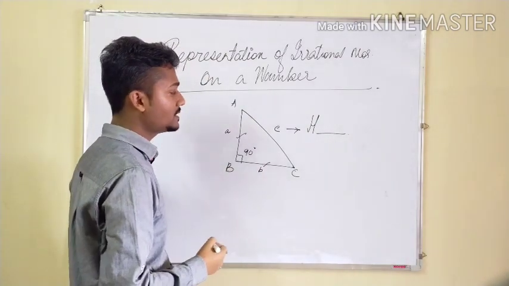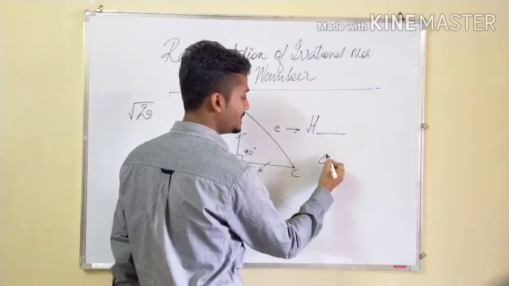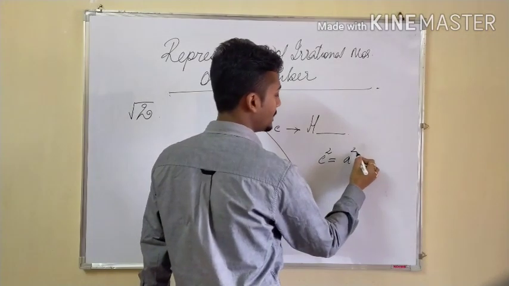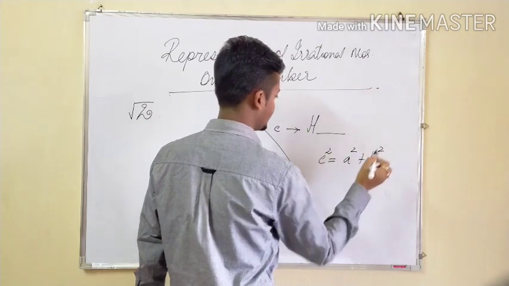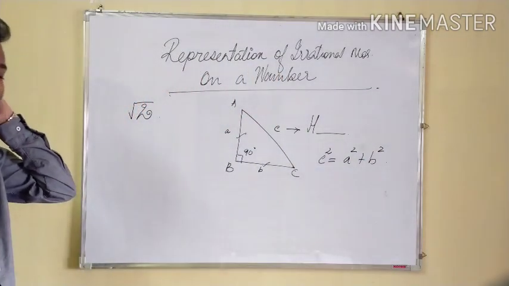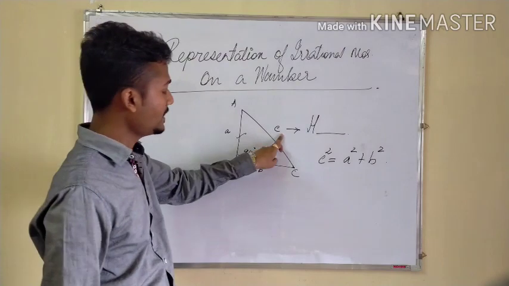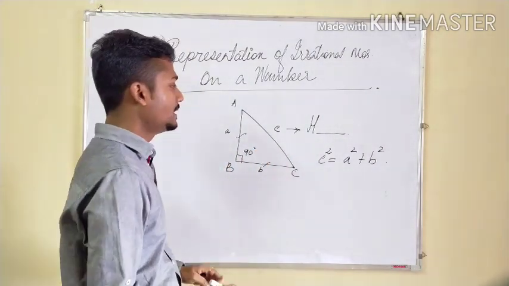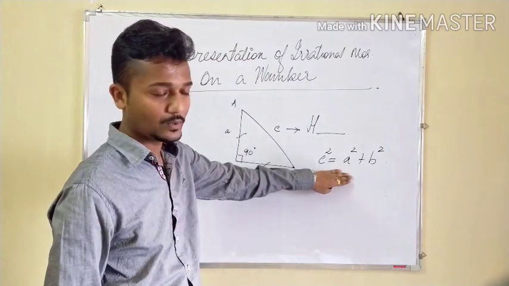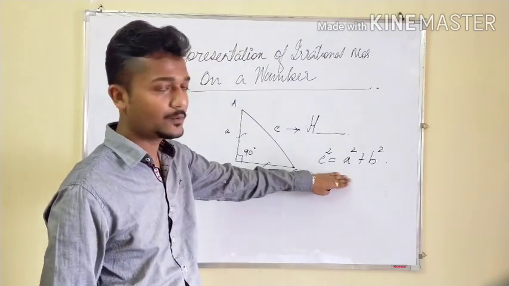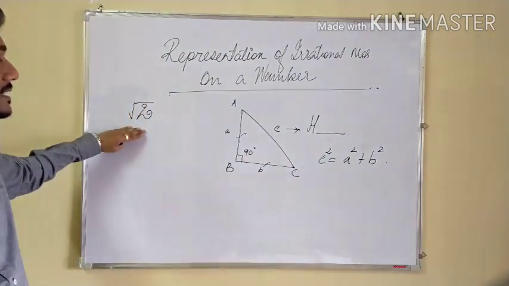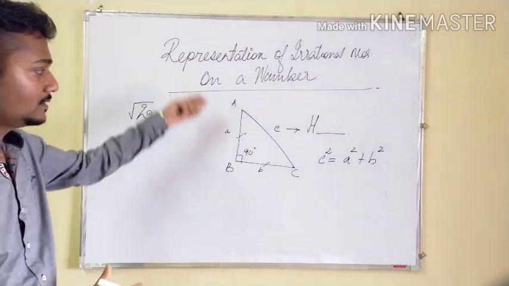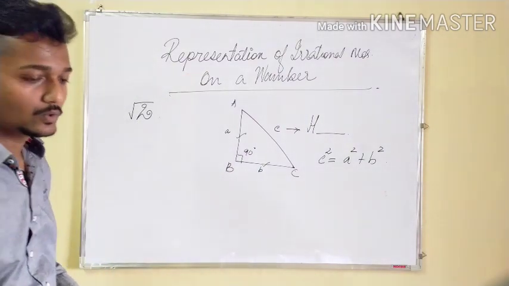Now what does Pythagoras theorem say? It says that c square, that means hypotenuse square, is equal to a square plus b square. Now by the application of this concept, we are going to represent irrational numbers on a number line. Before starting with that, you need to note it down in your notebook.